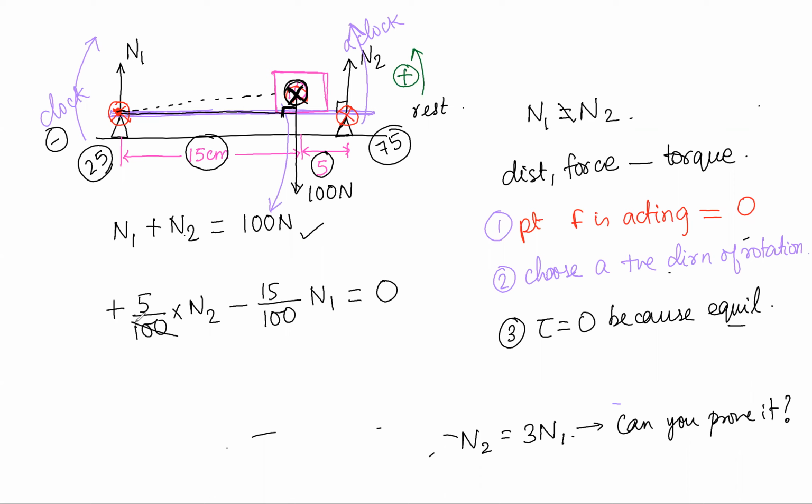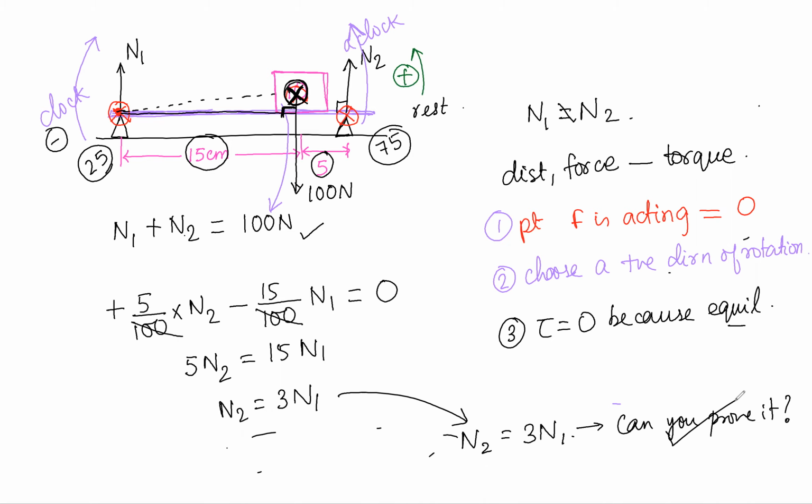Now you solve it. You cancel these and you will see that 5N2 is equal to 15N1. So automatically N2 is equal to 3N1, which is what I wanted you to prove. So it's proved. This is how you deal with torque in different situations. I'll give you another example. You can try that one as well.